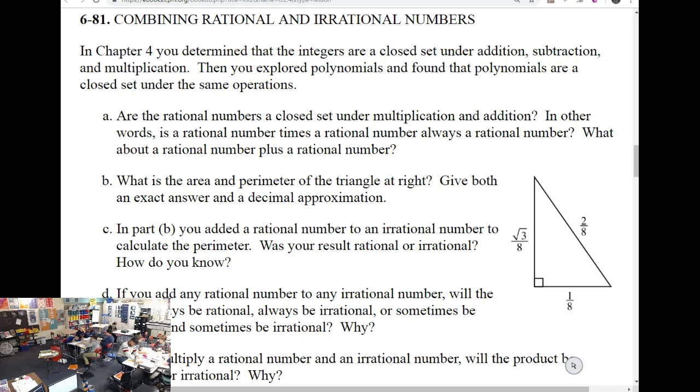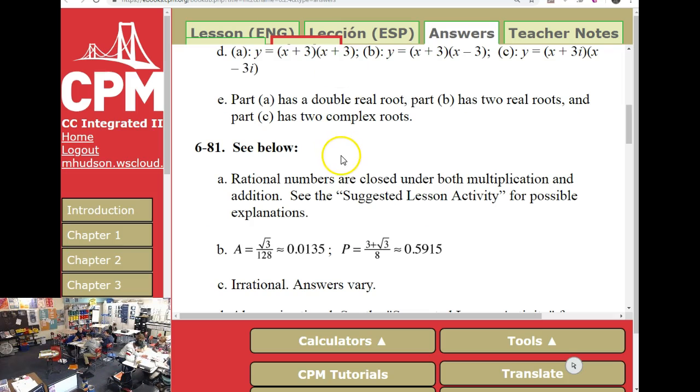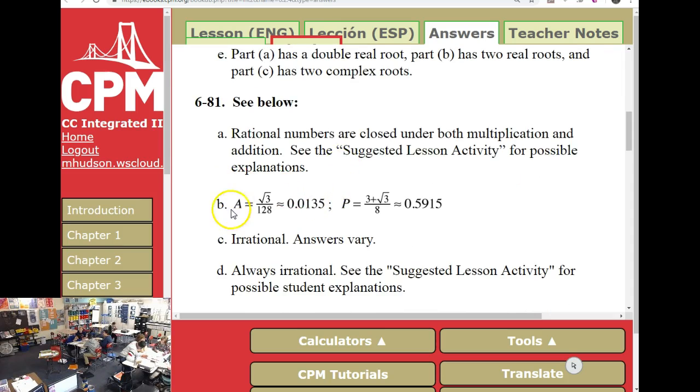So when we think about the area, and we multiply these things, do you get a rational or an irrational? I got an irrational. When you multiply, it's radical 3 over 128. Irrational. But we're multiplying a rational by an irrational, so we can't really find out whether they're closed. So for your actual answers, if you want to verify, your area should be approximately this, and your perimeter should be approximately this.